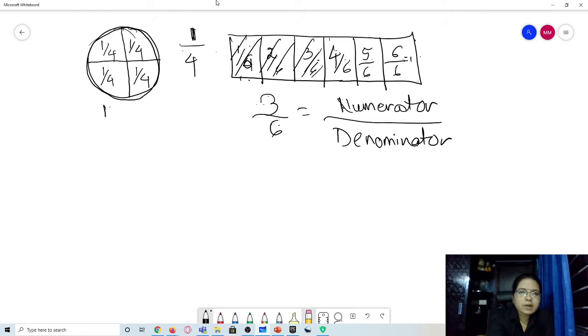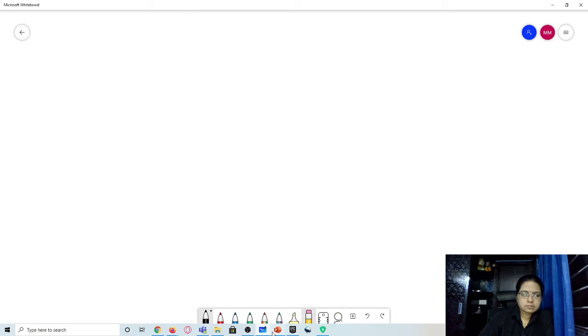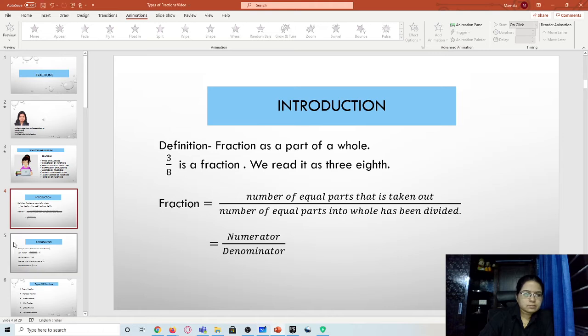So a fraction is a part of a whole. Here the part is 3, divided by 6, and 6 is the whole. So 3 divided by 6 is in fractional form, and the top number is called the numerator and the bottom number is called the denominator. 3 divided by 6 is a fraction whose numerator is 3 and denominator is 6. So a fraction is a part of a whole.